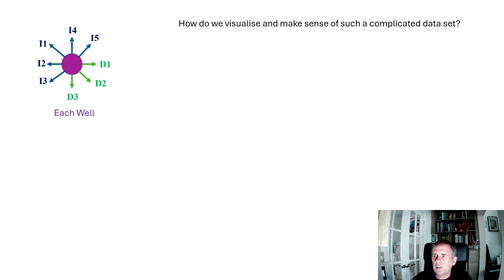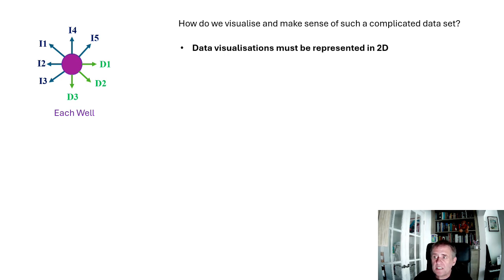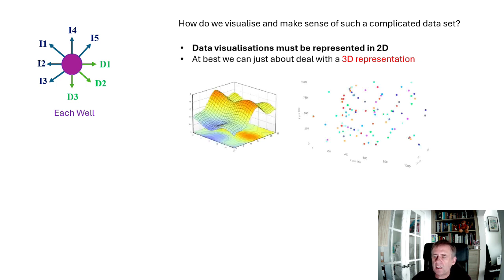So how do we visualize and make sense of such a complex data set? Well, all data visualizations, as far as I know, must actually be represented in 2D. I don't see many scientists making 3D models of their data. And at best, that means that we can just about deal with a 3D representation in 2D, if we so choose to look at graphs like this.